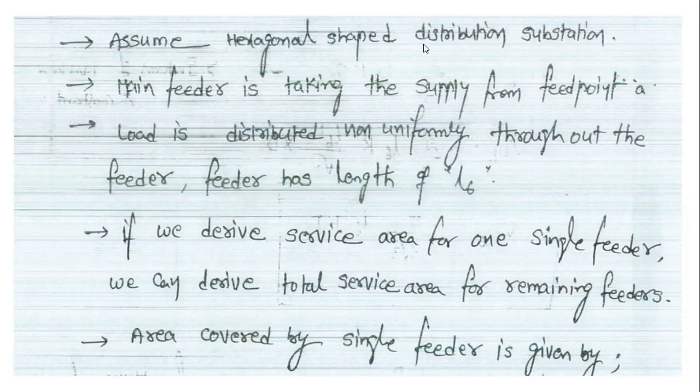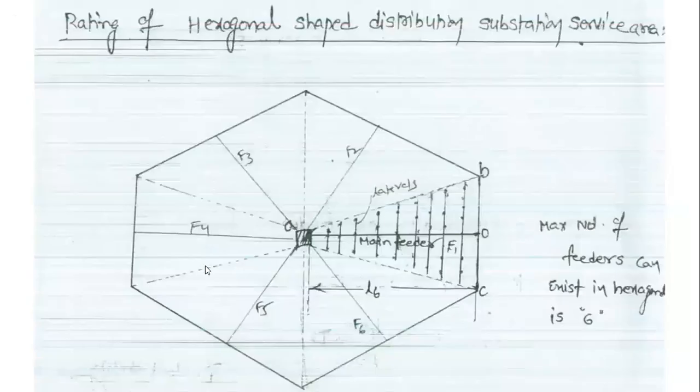Assume a hexagonally shaped distribution substation. The main feeder takes the supply from the feeding point A. At the center point we have the main feeding point, and it will be supplied at the feeding point A. In this hexagonally shaped distribution, we calculate the ratings, that is the power, area and also the voltage drop for the overall hexagonally shaped distribution substation.